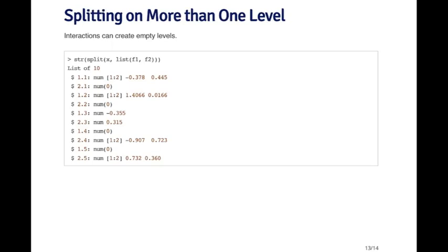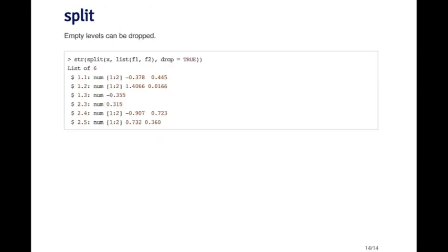Now, of course, although there are 10 levels between the 2 different factors, we don't observe every single combination, and so there are some empty levels here. You can see that some of these levels have nothing in them; they have 0 elements, whereas other levels have a number in them. One thing you can do: first, I could lapply or sapply a function over this list if I wanted to. But sometimes it's handy to not have to keep these empty levels. So the split function has an argument called drop, and if you specify drop equals TRUE, it will drop the empty levels that are created by the splitting.